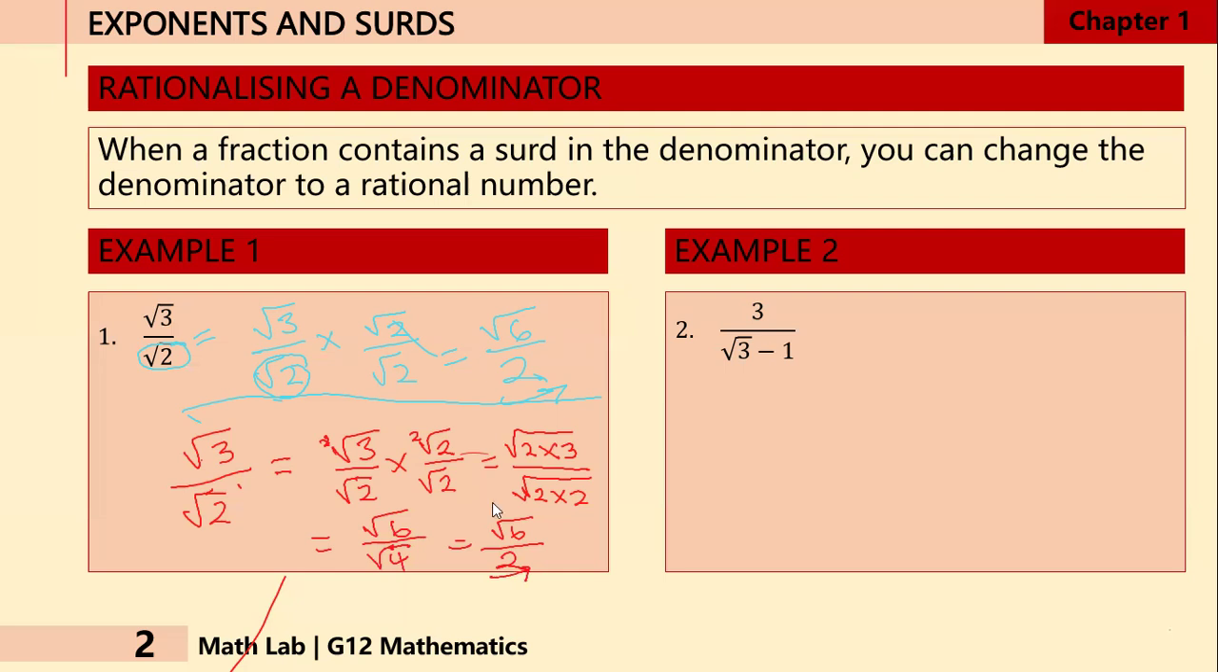I don't know if you all understand, guys. We wanted to rationalize square root of 2, so we multiplied by root 2 over root 2.